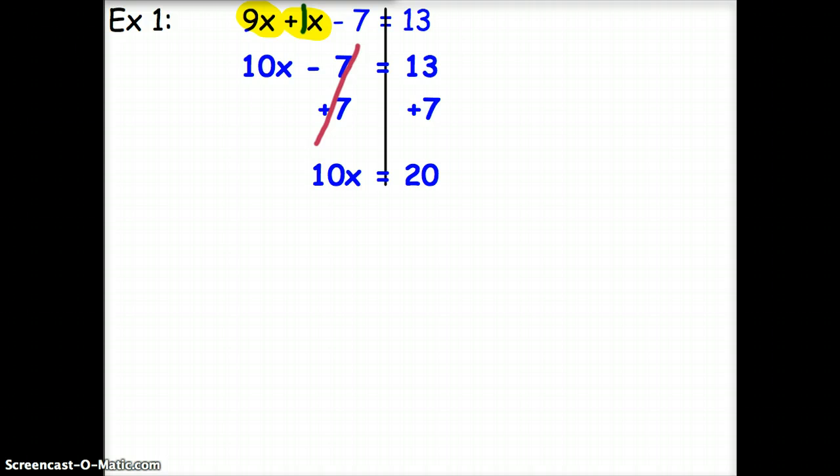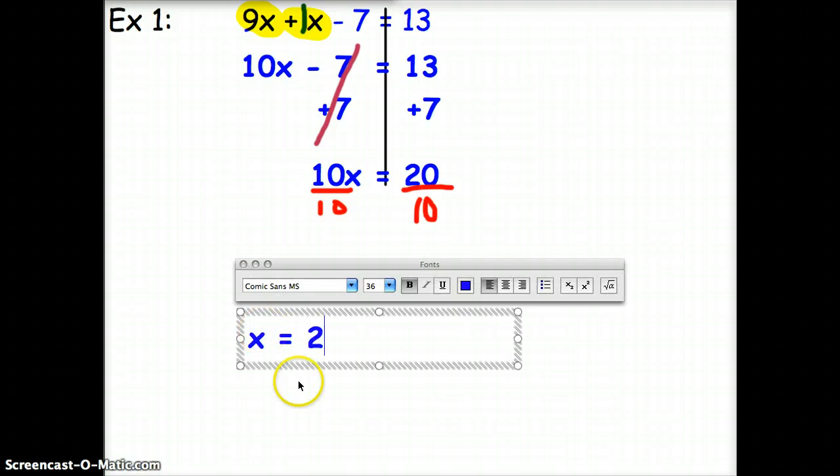My last step in this situation, I have to get rid of the multiplication by 10. The inverse of multiplying by 10 is going to be dividing both sides by 10. Which leaves us with x equaling 2.